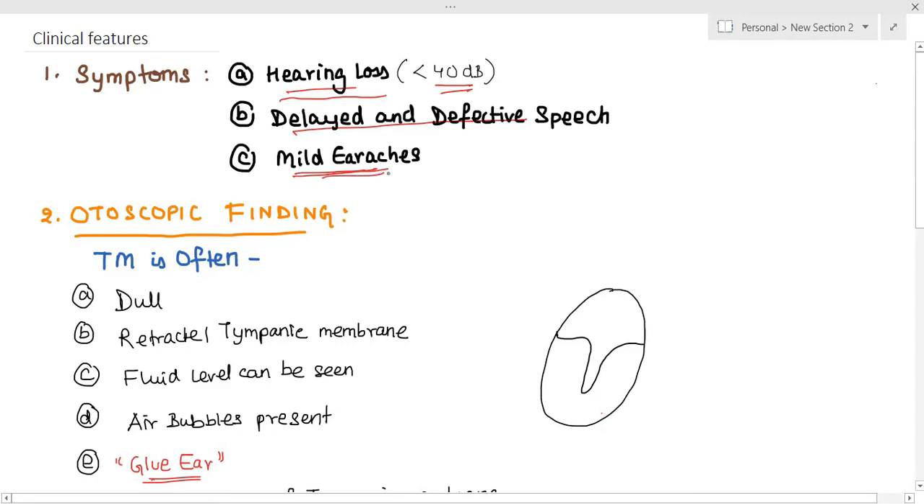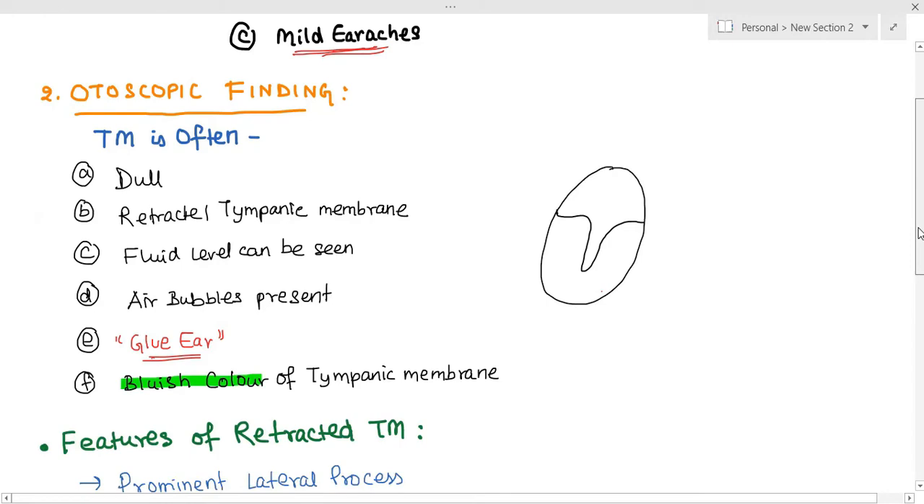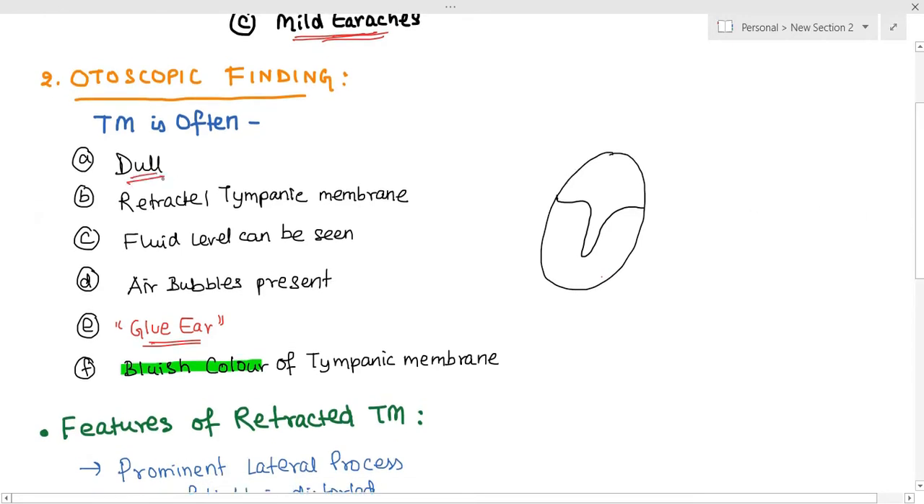Now, what do you find on otoscopic examination? The tympanic membrane appears to be dull and retracted, and you can see a fluid level and air bubbles. You can see the fluid level like that, and there would be air bubbles, especially when you do a Valsalva maneuver.